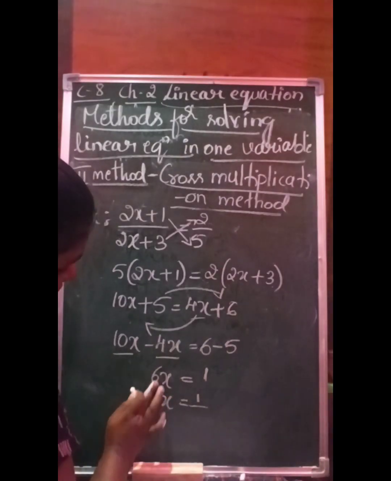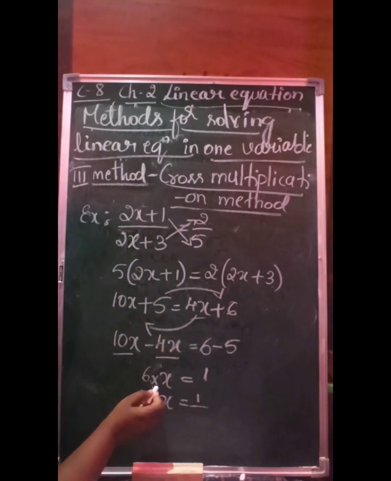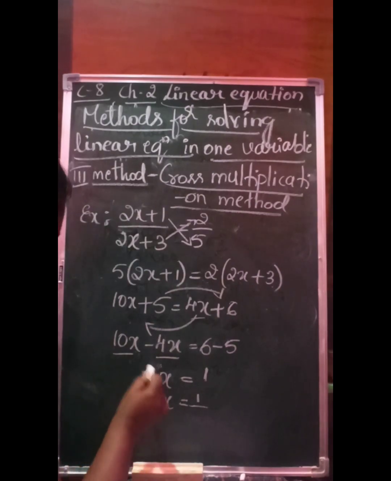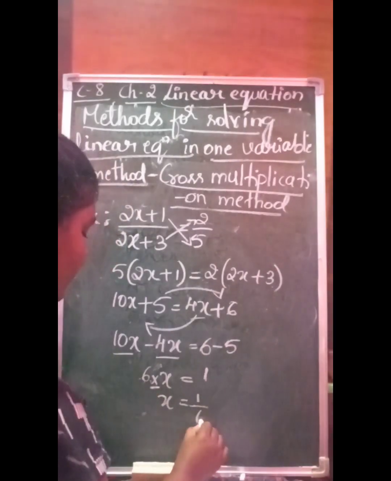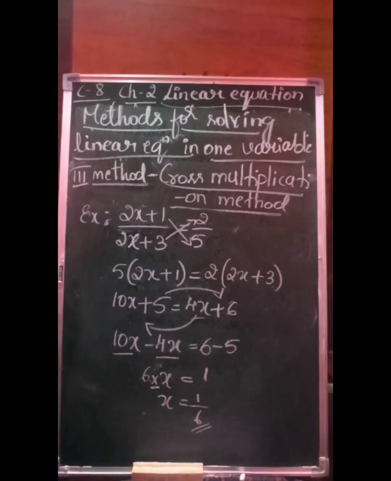Here there is a multiplication sign, meaning 6 into x. Always remember, when there is a multiplication sign between any two algebraic expressions, numbers or variables, it will go to the denominator. So now 6 will go to the denominator. So the value of x is 1 by 6. So this is how you have to use the cross multiplication method. I hope you understood all the three methods. The first method is the balancing method, the second method is the transposing method, and the third method is the cross multiplication method.